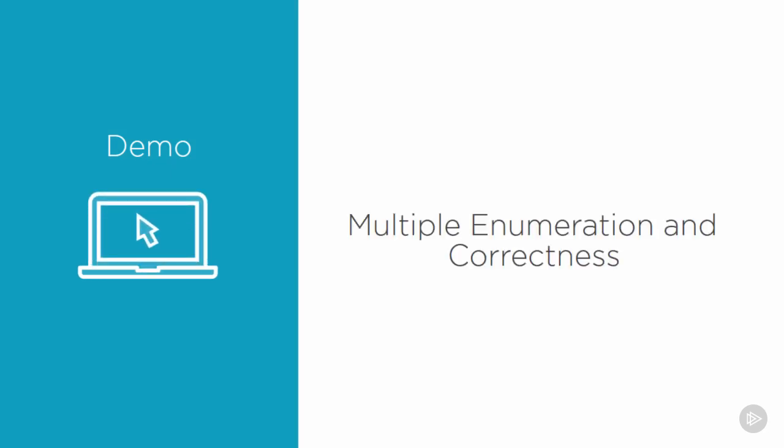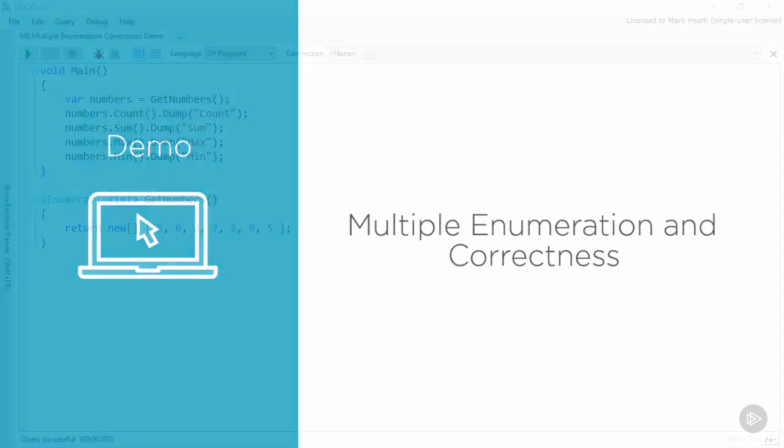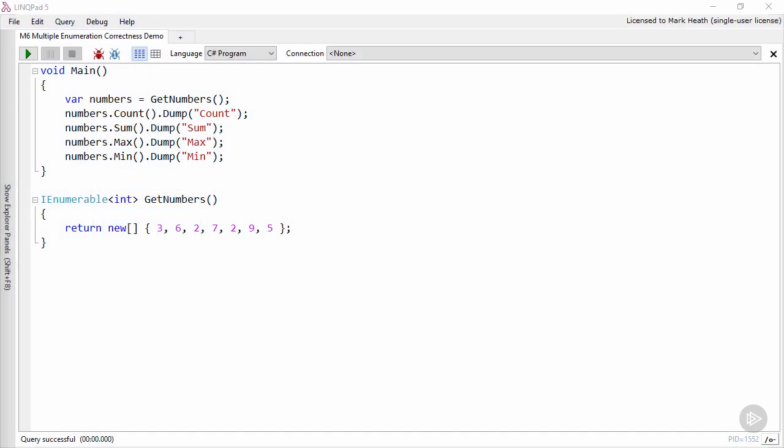The second reason for avoiding multiple enumeration is that with IEnumerable sequences, you can't always guarantee that you'll get the same results when you iterate through it a second time. Let's have a look at some simple code that will help illustrate this problem.